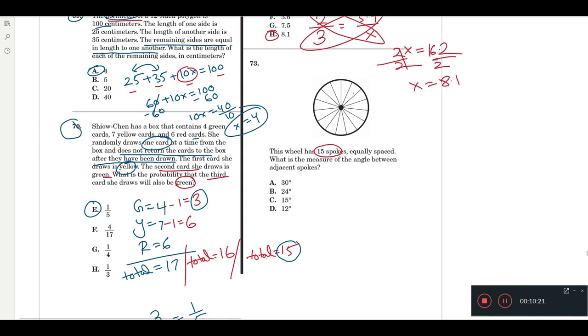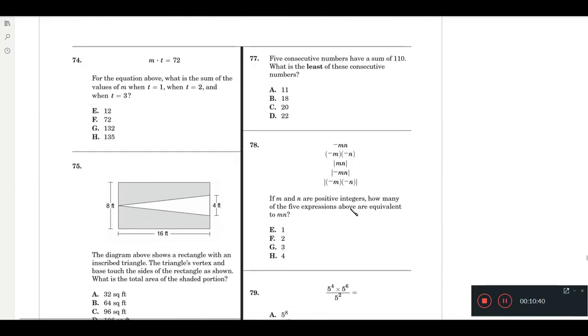360 divided by 15. How many degrees are there in a circle? 360. We divide it by 15. What do we get? 24. Yes, that's it. You guys understand? Because the circle is 360 degrees.